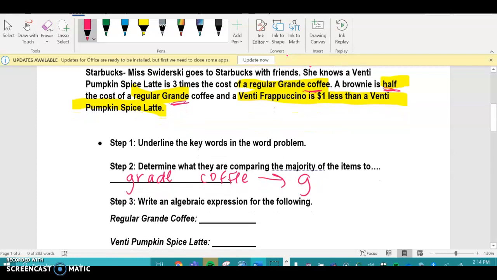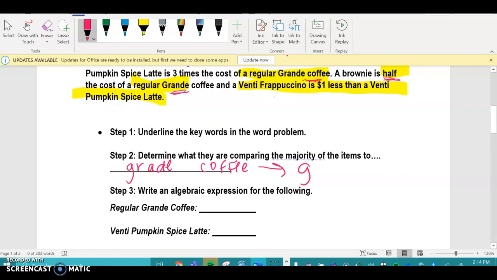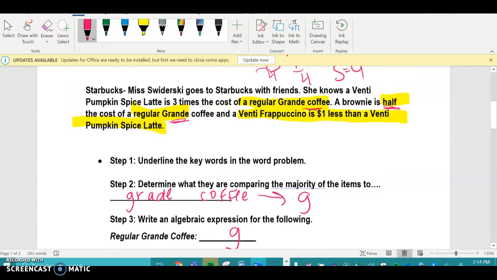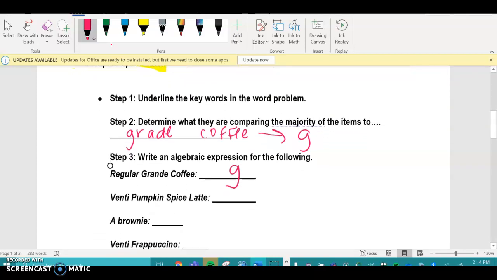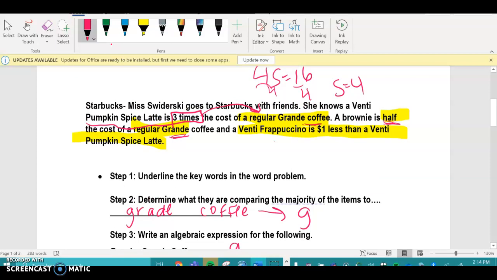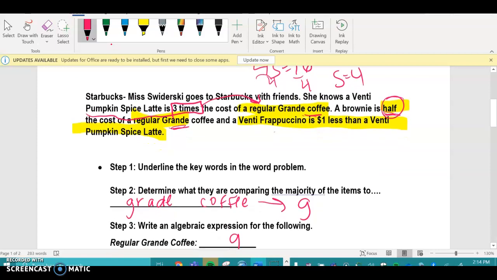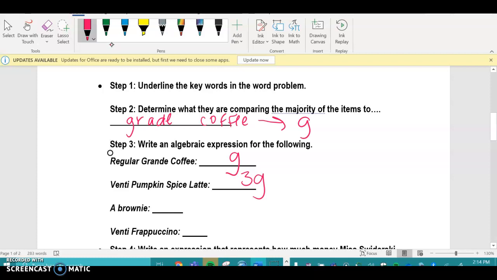So they want me to write an algebraic expression for the following. Well, the grande coffee is just going to be G. How can I write an expression for the pumpkin spice latte? Well, when I go back up, it says she knows a venti pumpkin spice latte is 3 times the cost of a regular coffee. So how can I say this is 3 times more than a coffee? Yeah, 3G. All right, what about a brownie? A brownie is half the price of a grande coffee. Well, if a grande coffee is G, then I know a brownie has to be 1/2 G.